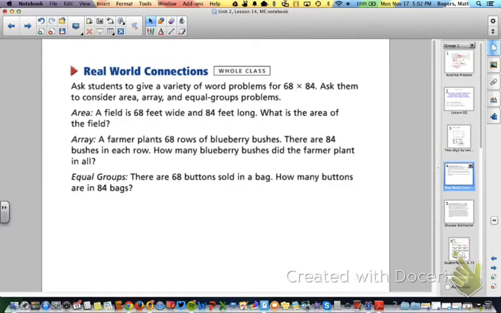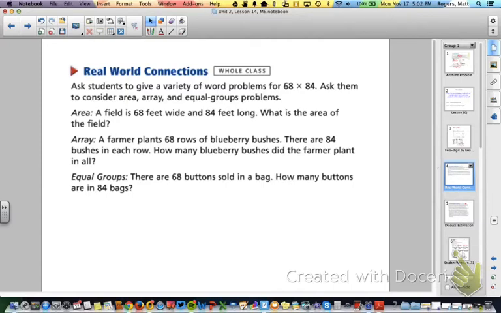A lot of our conversation today was about real-world connections. In other words, how do we use estimation and multiplication in the real world? So we have three examples that we look at. For instance, we might look at the area model, how much space something might be covering. In this case, we talk about a field that is 68 feet wide and 84 feet long. What is the area of the field?